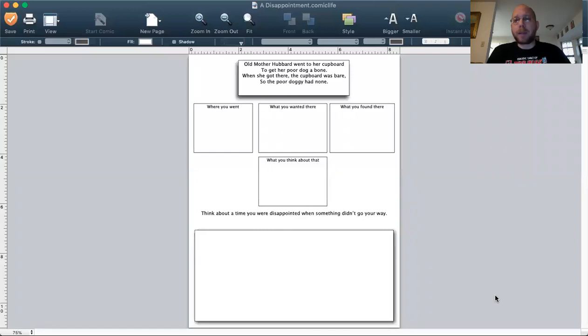Ready? My turn, and then your turn. Old Mother Hubbard went to her cupboard to get her poor doggy a bone. When she got there, the cupboard was bare, so the poor doggy had none. Now your turn. Ready? Go for it.